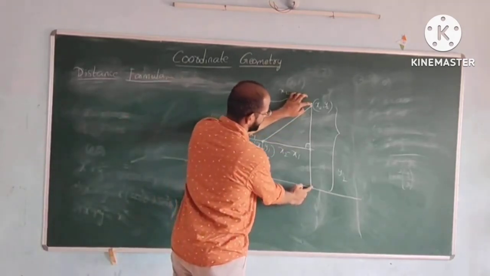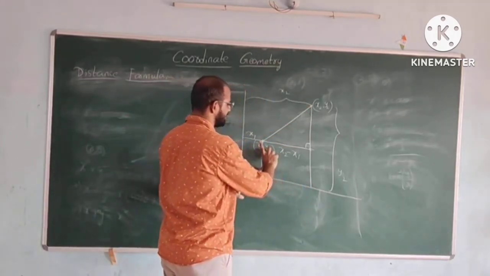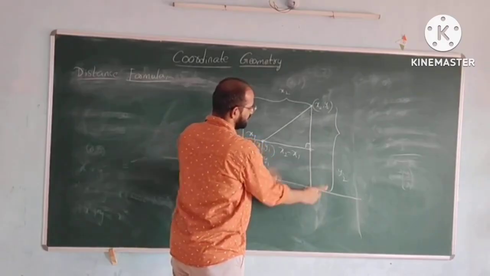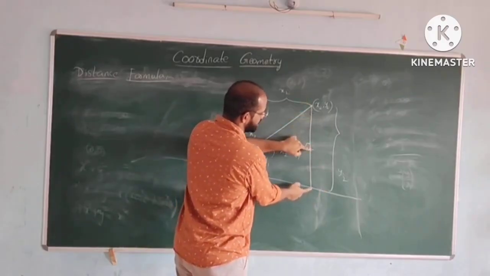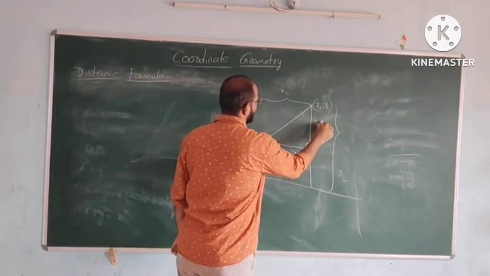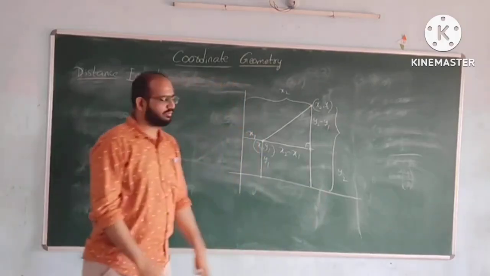Up to here the distance is y2, and up to here the distance is y1. This is y1 and this is also y1. This total distance is y2 and this is y1. So this distance is y2 minus y1.